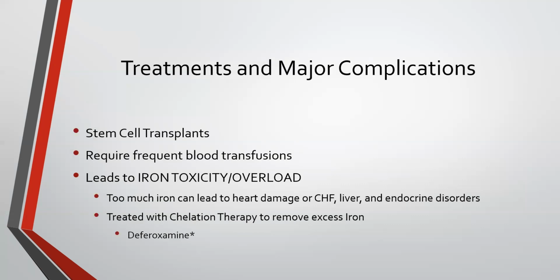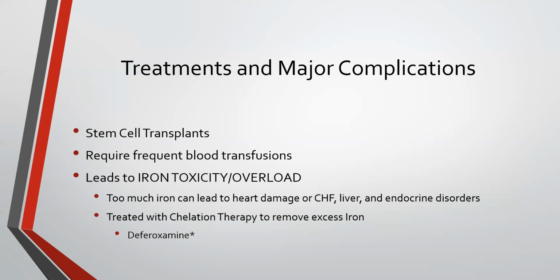So treatments and major complications. Oftentimes, these patients require frequent blood transfusions and or they may need stem cell transplants, okay? The problem with blood transfusions is it can actually lead to iron toxicity or iron overload. So while we were talking about iron deficiency anemia on one end, our beta thalassemia, typically major, is going to come with iron toxicity or overload.